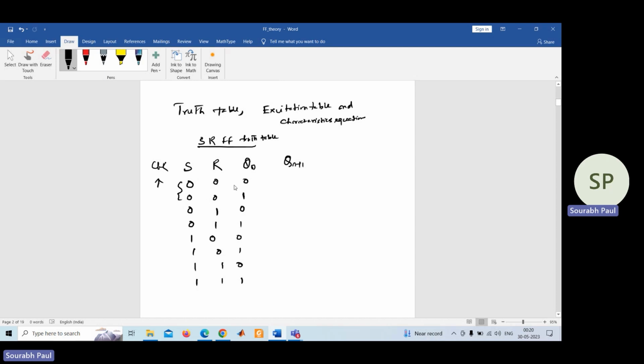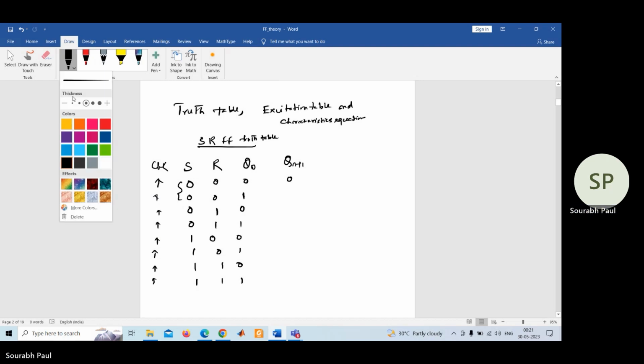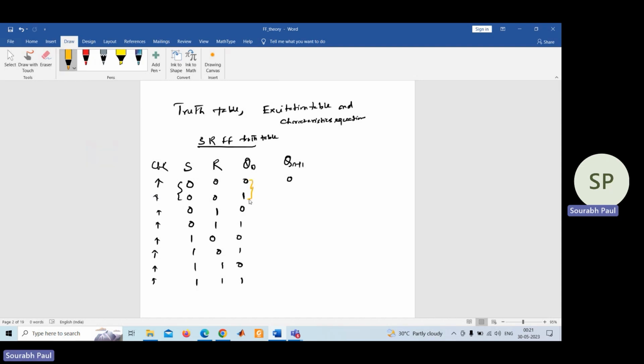Now, 0, 0 combination of SR is known as unchanged, or no change state. So in order to understand that, you can go through the previous lecture of SR flip-flop. So no change means if the present state is 0, next state will also be 0. Let me write the clock also. This is the symbol of clock. Now this first two thing, the 0, 0 combination, S equal to 0, R equal to 0, is known as no change.